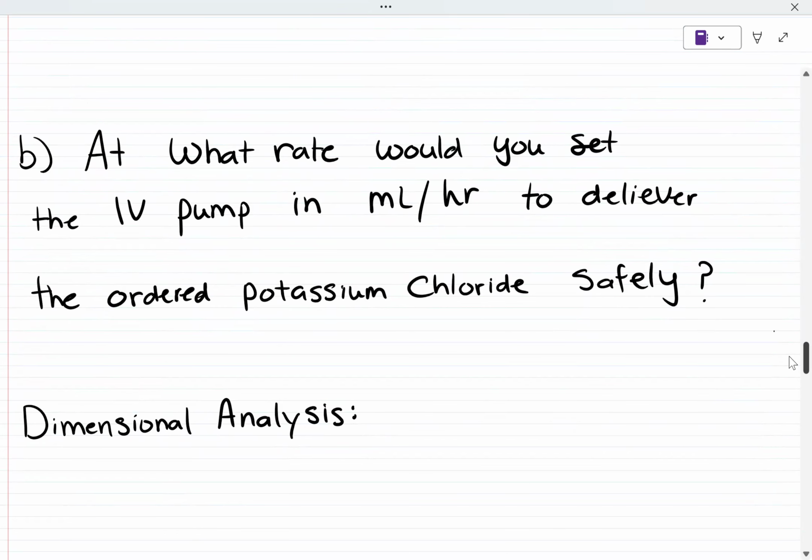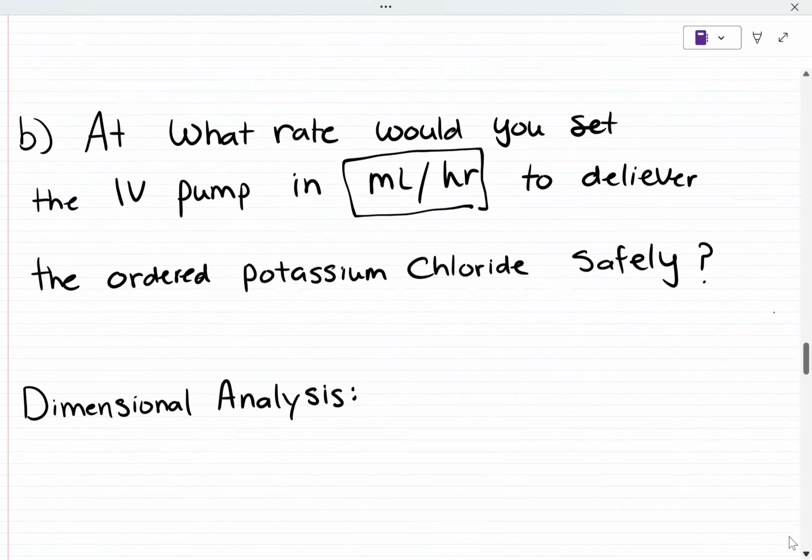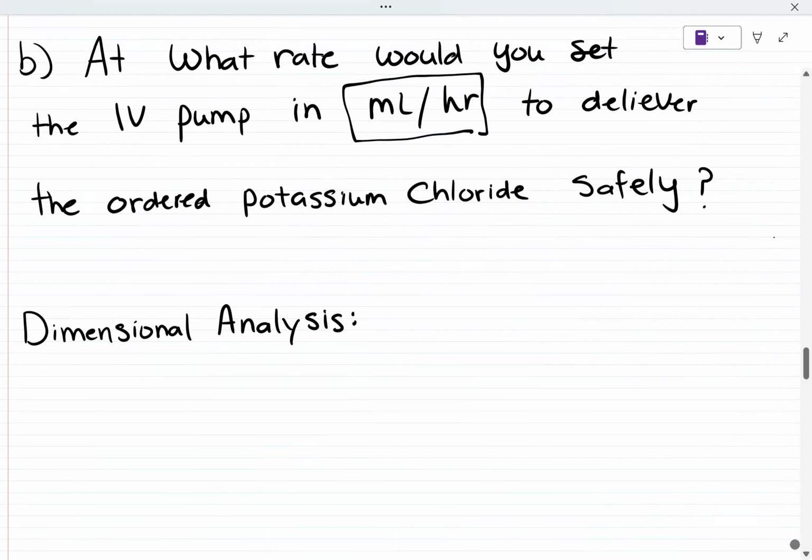Okay. Part B says, at what rate would you set the IV pump in milliliters per hour to deliver the ordered potassium chloride safely? So this one you could do three methods: dimensional analysis, ratio and proportion, and can we do formula? Yes. So at what rate would you set the IV pump in milliliters per hour? That means our final answer has to be in milliliters per hour. So let's start with dimensional analysis. We start with what you have.